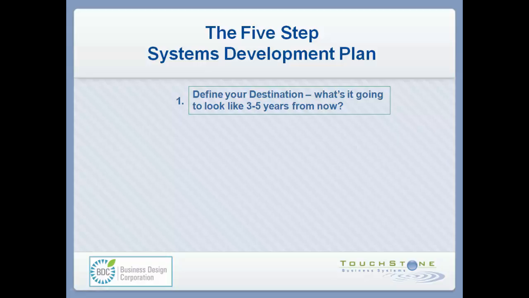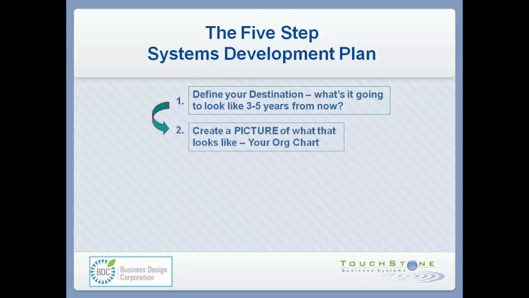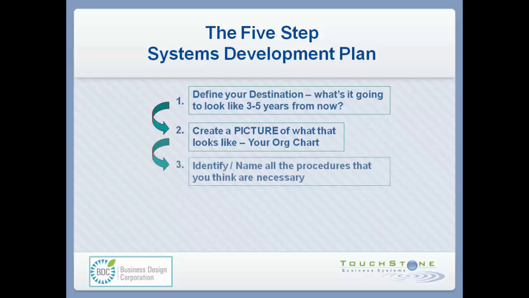It's about understanding your destination. What is your business going to look like, say, 3 to 5 years from now? After all, if you don't know where you're going, how are you ever going to get there? Step number 2 is to create a graphic picture of what that destination will look like, and this is what will become your organizational chart.